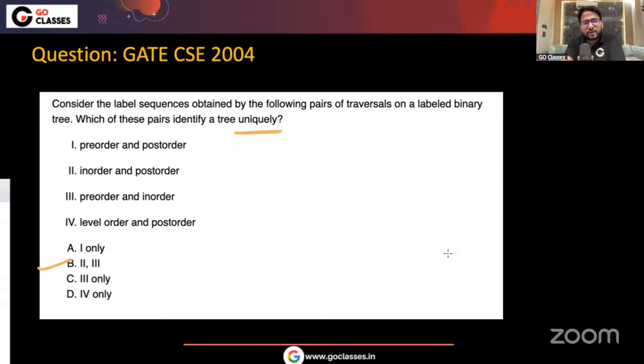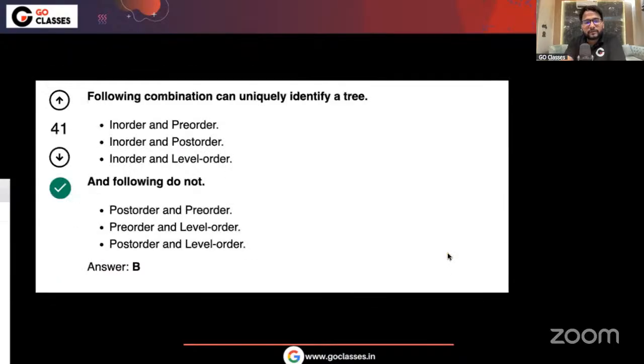This is an easy question again. In order is actually needed. In order is anyway needed. So in order and level order will also do.